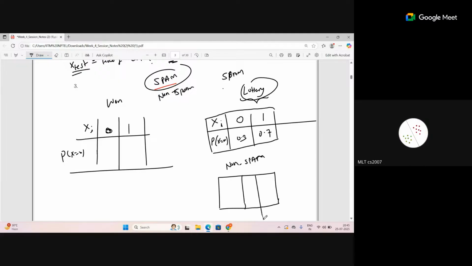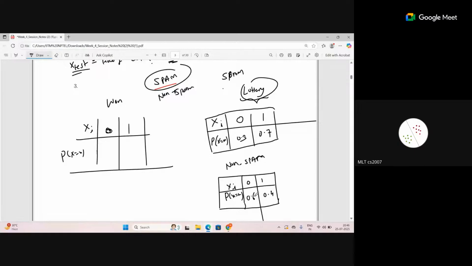For non-spam email, this word lottery occurring will also have some probability, right? But will that be the same as that of occurring in spam email? No, right? So it is possible that the distribution is like this. Now you understand this part, at least this part is fine.